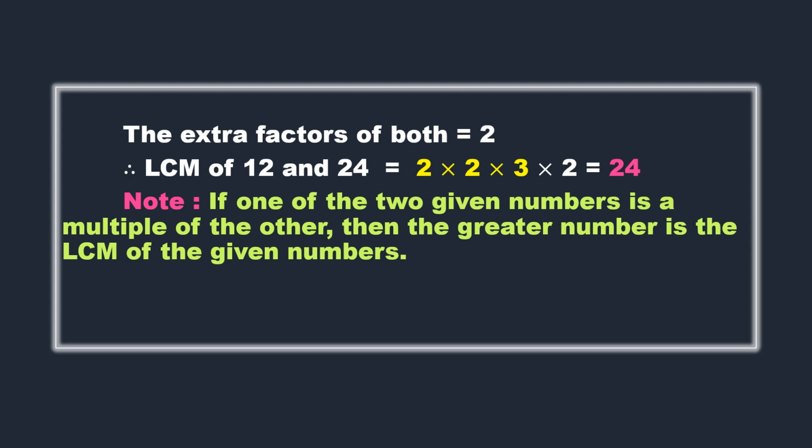Suppose I have 3 and 9. By seeing, I can say that 9 is in the 3 table, right? 9 is a multiple of 3, so here I can directly say 9 is the LCM. Understood? Suppose I am taking 2 and 10. 10 is a multiple of 2, so I can say 10 is the LCM. We can say it directly. Okay, understood?